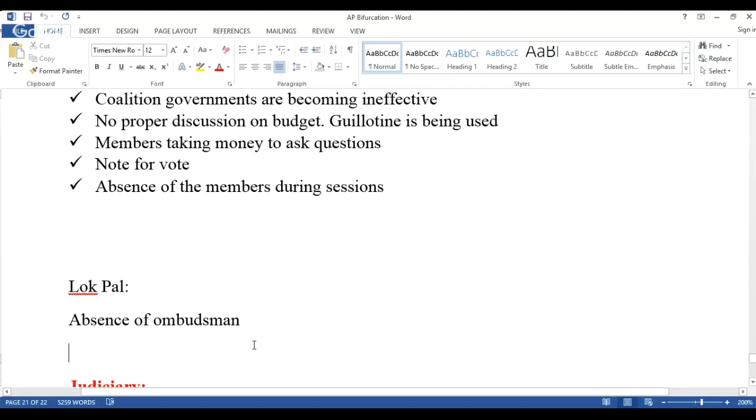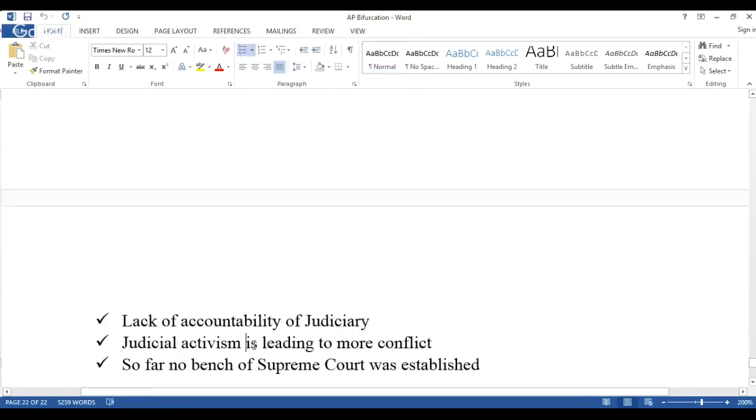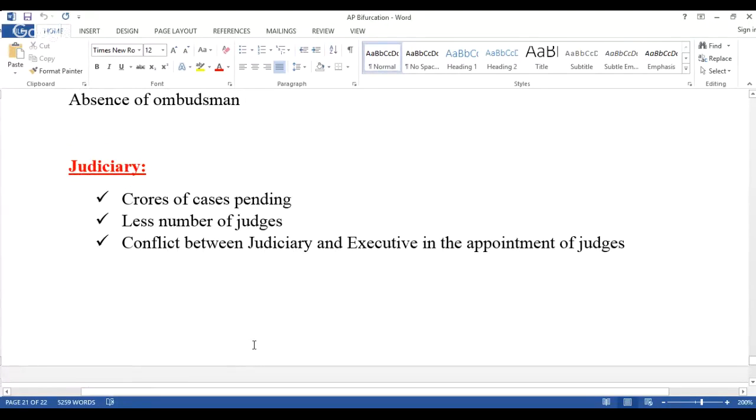Look at this. When it comes to the judiciary, crores of cases are pending, there is a smaller number of judges, and there is continuous conflict between the executive and judiciary with respect to the appointment of the judges, right?